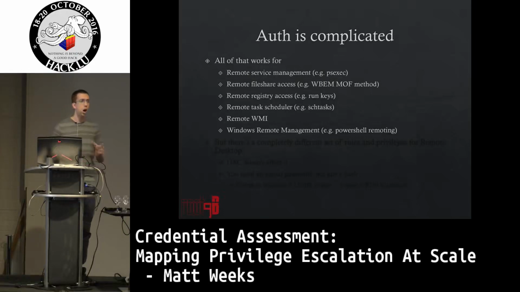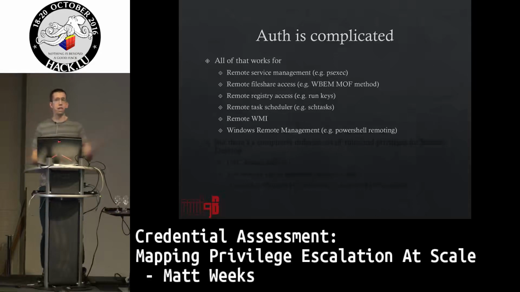And all of that applies and will restrict or enable someone who has an administrator account on that system from running processes with full system control via remote service management. This is what the PSExec tool does and the Metasploit module there, or remote file share access. So there's a technique known as the WBEM MOF method, where basically you just drop a file of a particular type in a particular folder that will be parsed by the Windows Management Instrumentation backend and then executed with complete privileges. And so if you can drop that file there, then you can also take over the account.